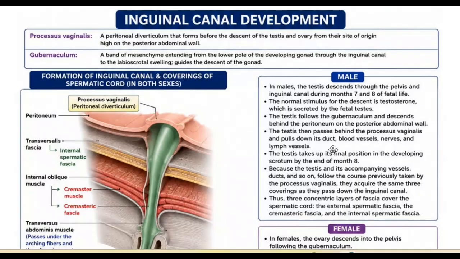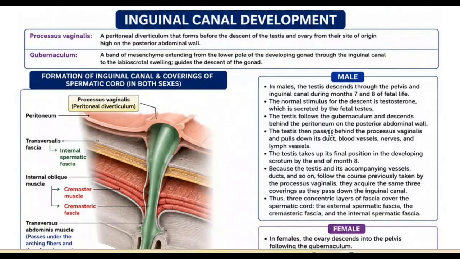Now if we look at the path of descent, our book says the testes follow the gubernaculum. The gubernaculum acts like a GPS, you can say. You can just consider the gubernaculum as GPS: G for gubernaculum, G for GPS. That means it is guiding the gonads for their descent, and then the testes follow it.